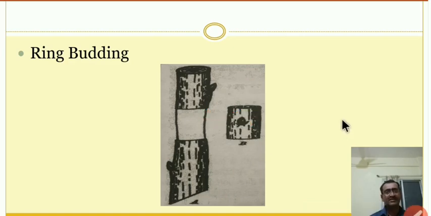These are the three types of budding, and in this way from a small bud a new plant can be grown with the help of budding.